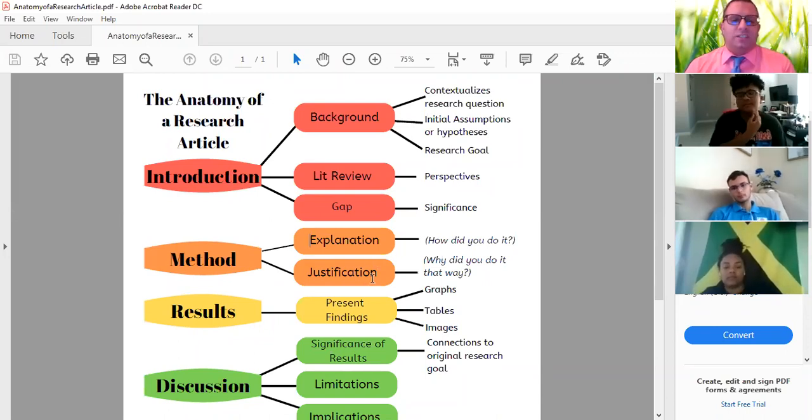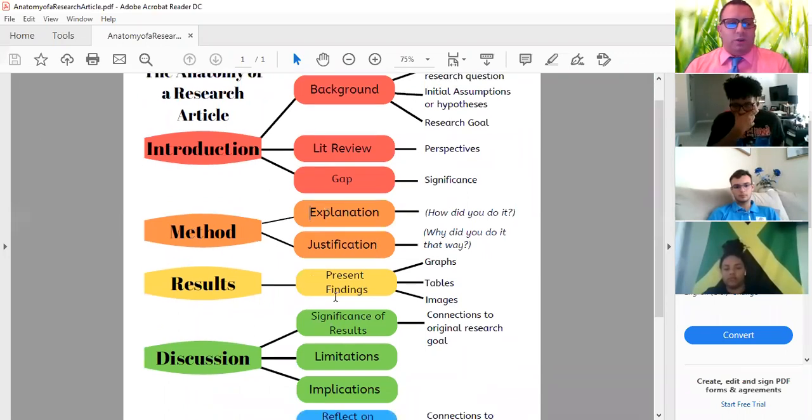Okay, so that's the justification. This is how they did it and then why they did it. This is their methodology. It's how they use the science, how they use the research. Okay, after that, you're going to get results.